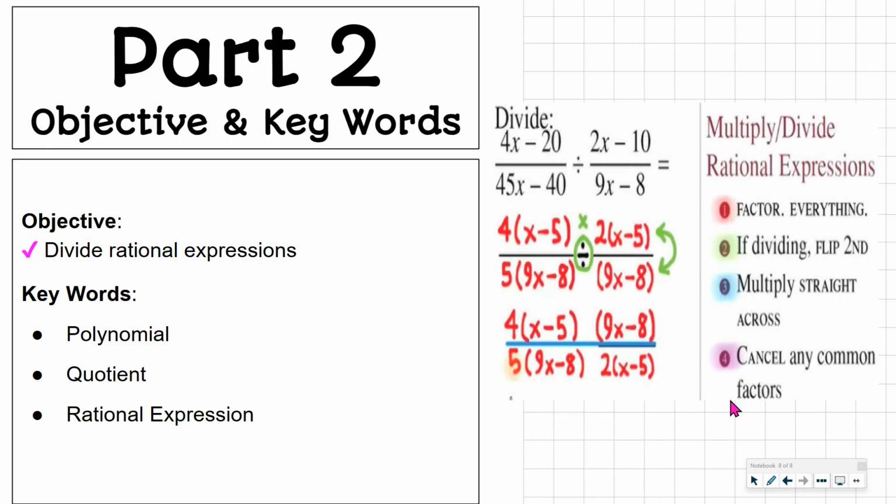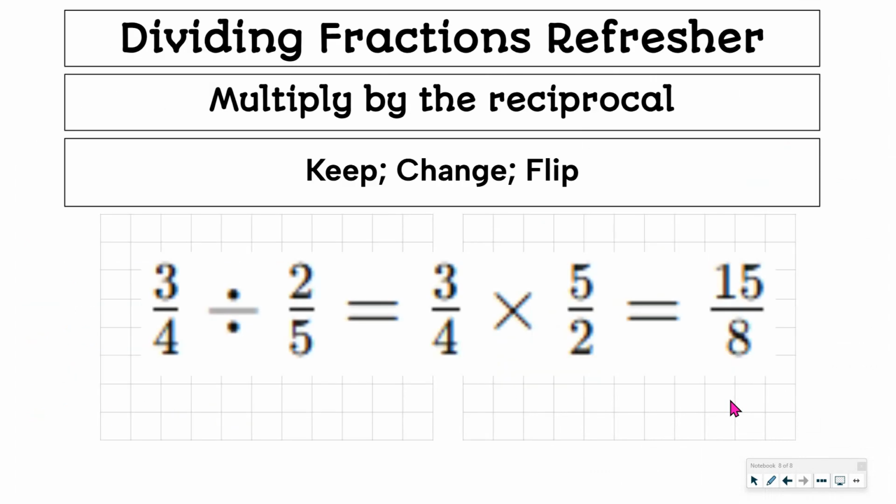So notice on this example, it's dividing by 2x minus 10 over 9x minus 8. So you're going to keep this first rational expression, change the sign from division to multiplication, and then flip the second rational expression to make it a multiplication problem. If you can remember the mnemonic keep, change, flip, or multiply by the reciprocal, those both mean the same thing.